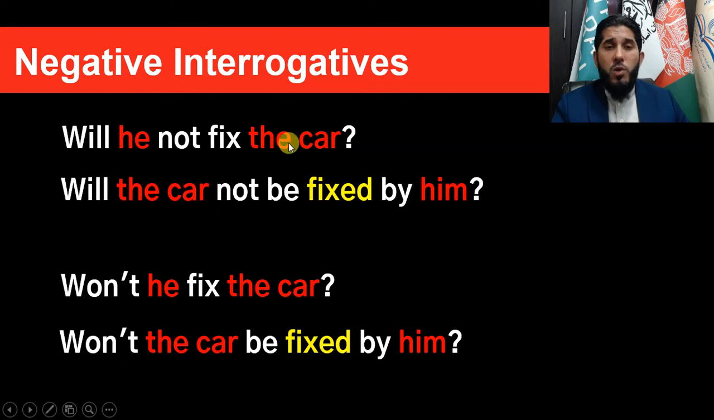So here, look, the object of the active sentence became the subject of the passive sentence, and the subject of the active sentence became the object of preposition, or an agent by phrase. So now, will he not fix the car? Will the car not be fixed by him? Or the short form, won't he fix the car? Won't the car be fixed by him?